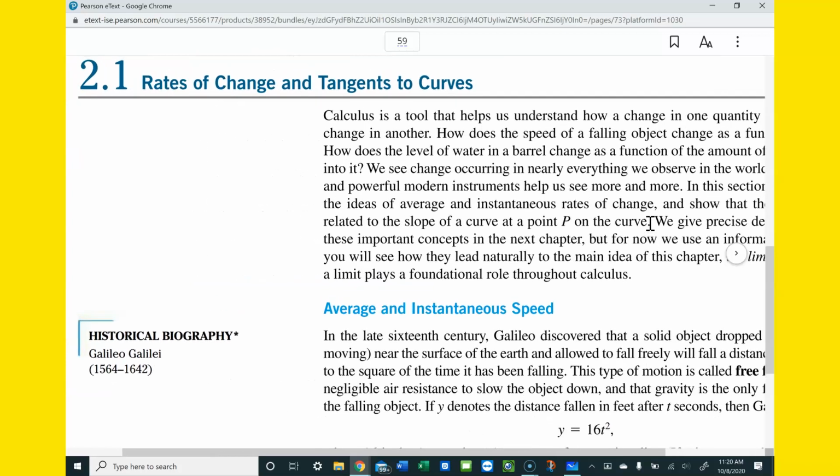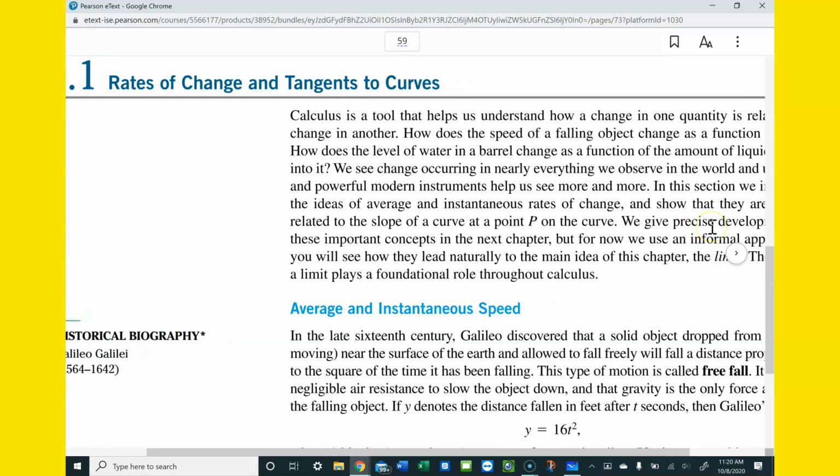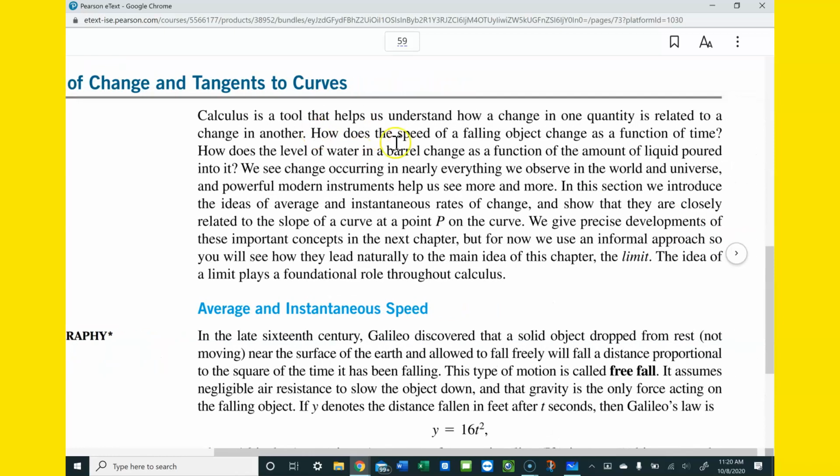All right, 2.1, rates of change and tangents to curves. Calculus is a tool that helps us understand how a change in one quantity is related to a change in another. How does the speed of a falling object change as a function of time? How does the level of water in a barrel change as a function of the amount of liquid poured into it? We see change occurring in nearly everything we observe in the world and universe, and powerful modern instruments help us see more and more. In this section, we introduce the idea of average and instantaneous rates of change.